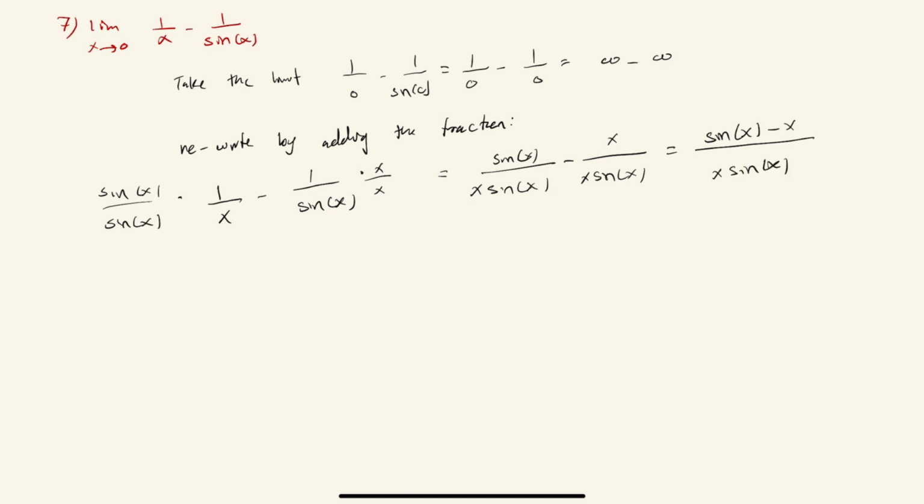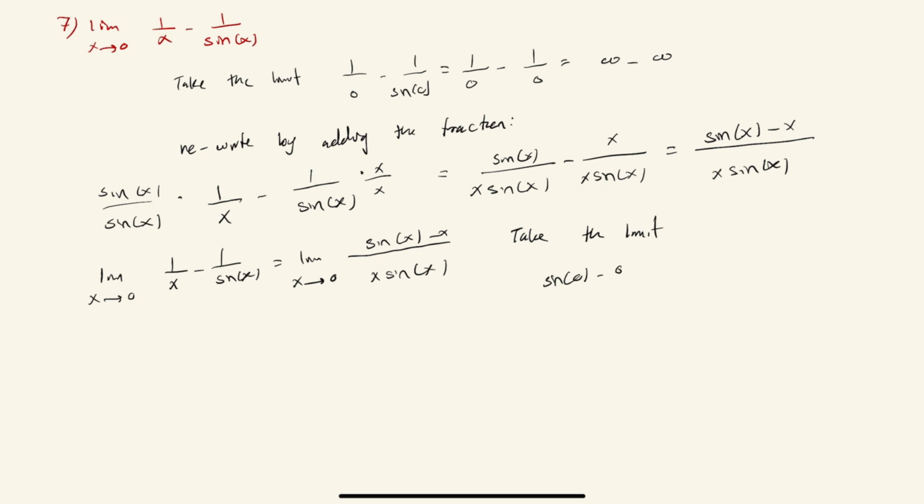Now I can take the limit of this function. So again, the limit as x goes to 0 of the given 1 over x minus 1 over sine of x is gonna equal the limit as x goes to 0 of (sine x minus x) over (x sine of x). Now I'm gonna substitute x equal to 0. That's gonna be sine of 0 minus 0, and then 0 multiplied by sine of 0. This is gonna be 0 over 0, which makes us use the L'Hopital rule. So the L'Hopital rule applies in here.